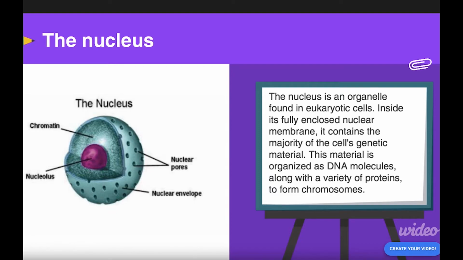So you can see in our picture that the dark spot is the nucleolus, and then we have all the chromatin on the inside. That's all of our DNA and everything. That's what makes us us. And then on the outside, we have the nuclear pores and the nuclear envelope. So those are all the different parts of the nucleus, and the nucleus is considered to be the brain of the cell, and without the nucleus, we couldn't make more cells.